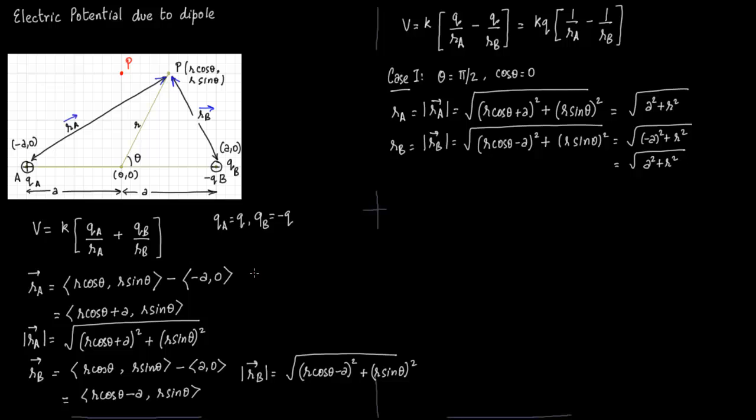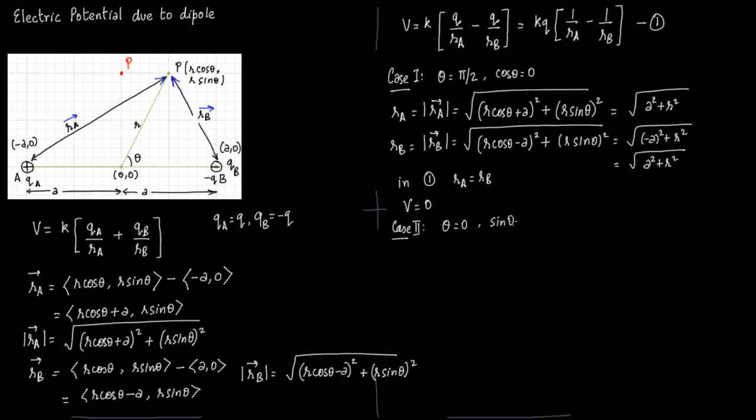Notice that theta is pi by 2 means P lies somewhere at the red dot I have made. At that place the angle theta would be pi by 2. So we can plug this length of RA into the potential and you can see that RA is equal to RB. So V would be 0. So the potential at theta equals pi by 2 is 0.